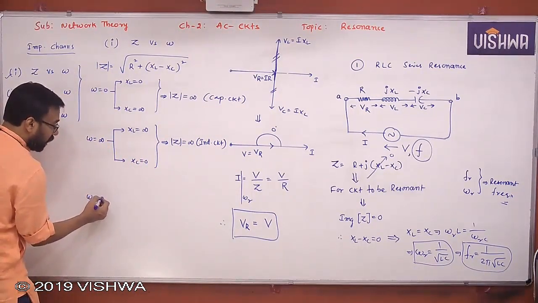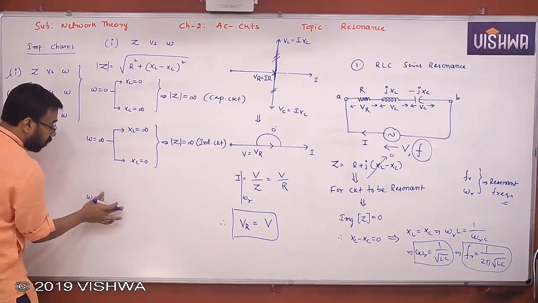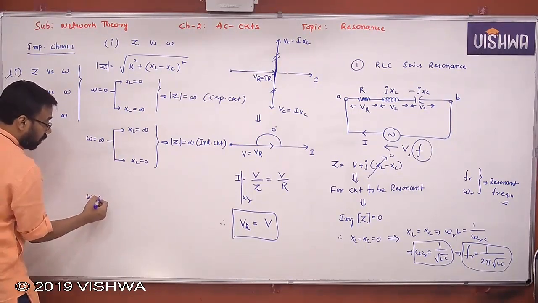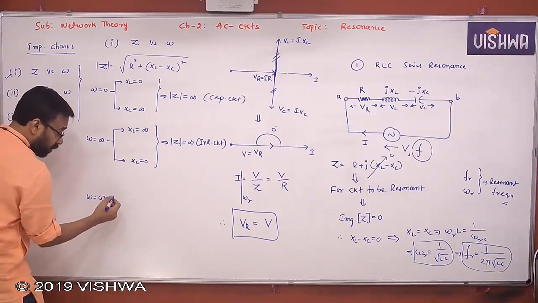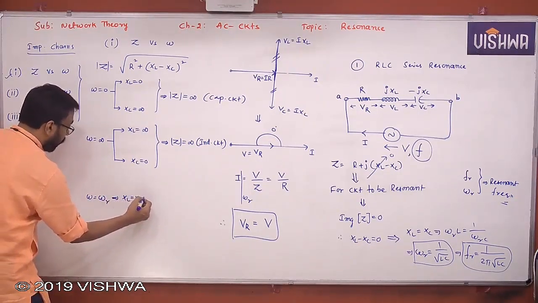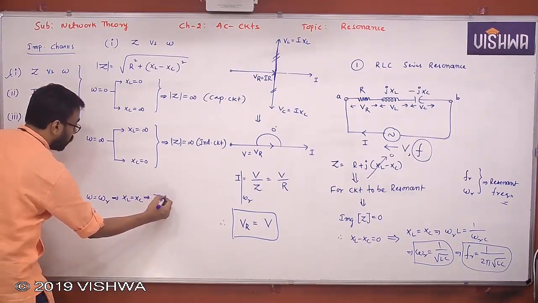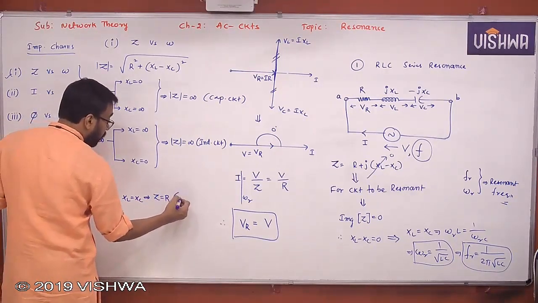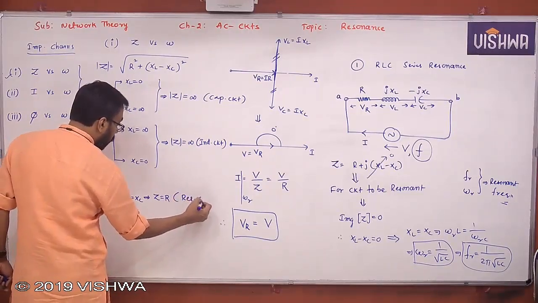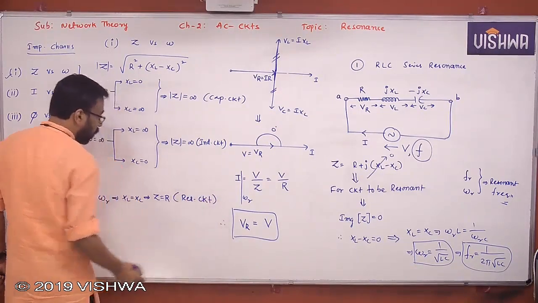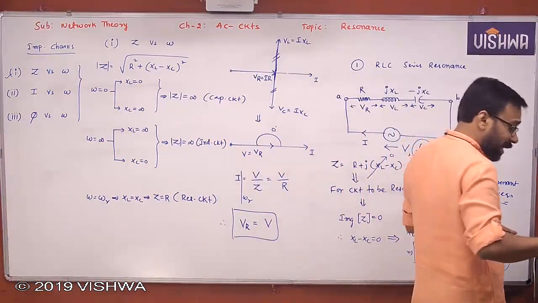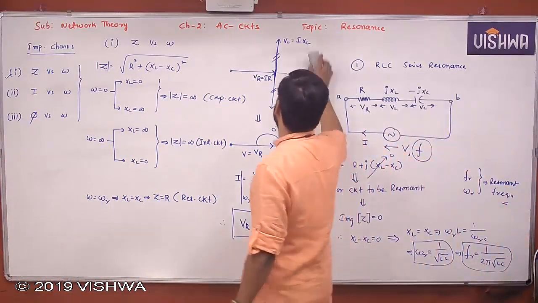Omega is equal to 0, we have already seen. Then omega is equal to infinity we have seen. Suppose at resonant frequency, omega is equal to omega R, then XL is equal to XC. Then Z becomes R. That means it behaves like a resistive circuit or else a unity power factor circuit. Clear all of you? Now let us see the individual characteristics.